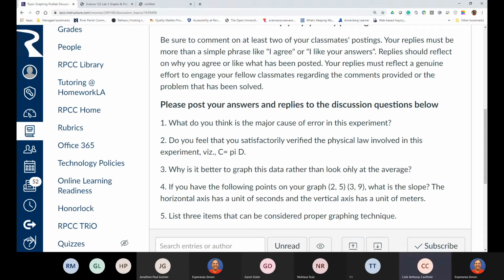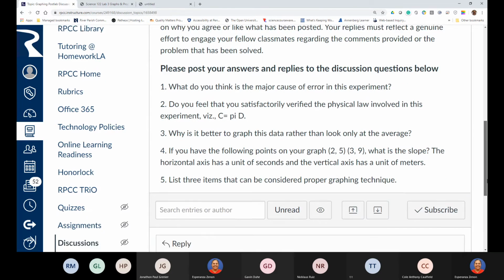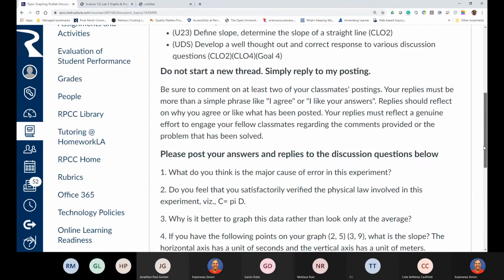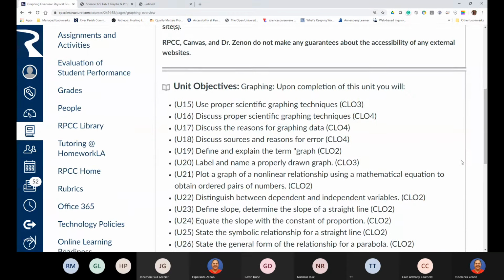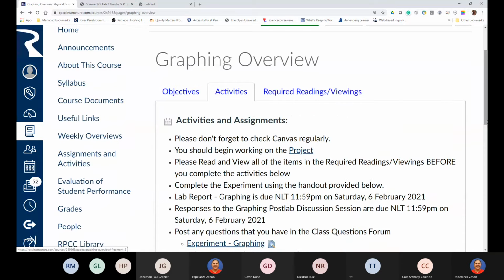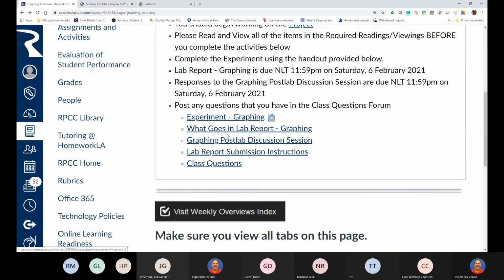So if you give me one sentence, like, hey, we got the same thing, keep up the good work, you're going to get 1 point from me. Because I'm going to tell you, that's not a discussion. Okay. Do you follow? Yes, ma'am. All right. So that'll take care of the experiment, the lab report, the post lab.